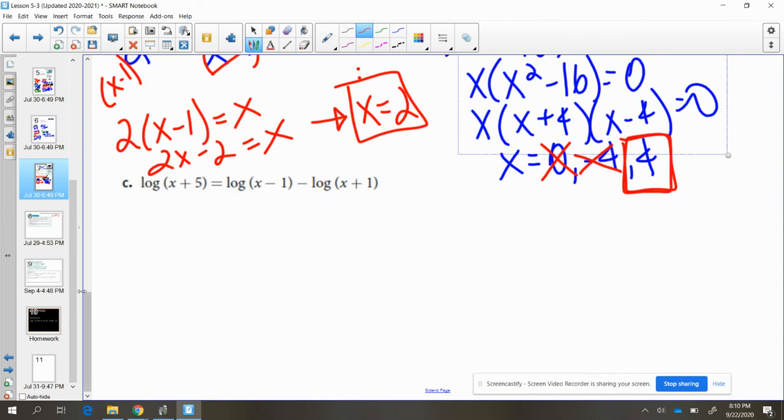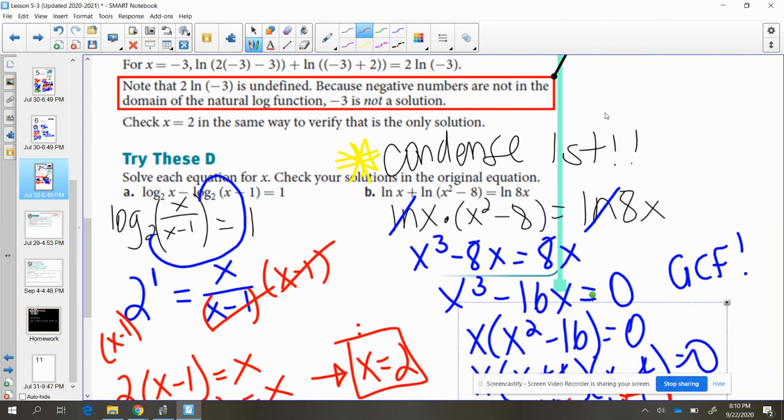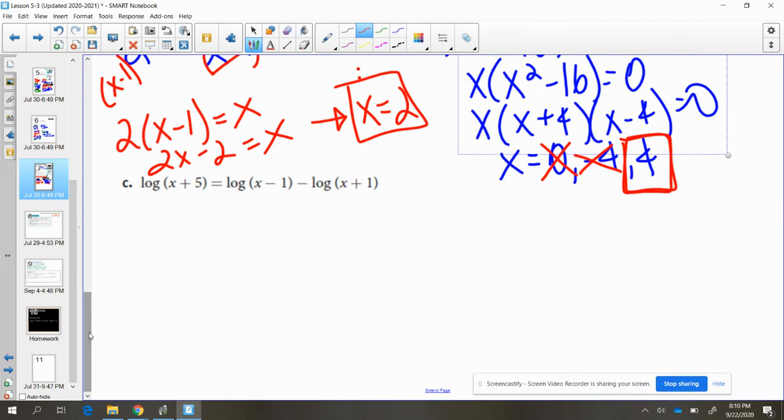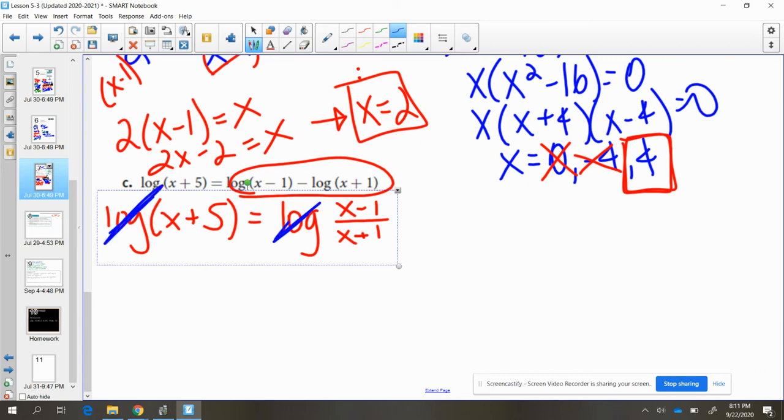All right. And last but not least, example C is going to go back to the idea that you always need to condense first on here. So we're going to condense this right-hand side first. So we have log of x plus 5. And then the subtraction is going to work like division. So x minus 1 divided by x plus 1. Okay. Now that these are condensed and there's one log on both sides, we can cancel them out.